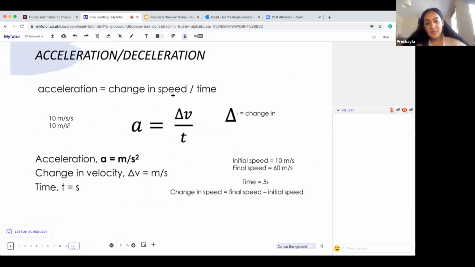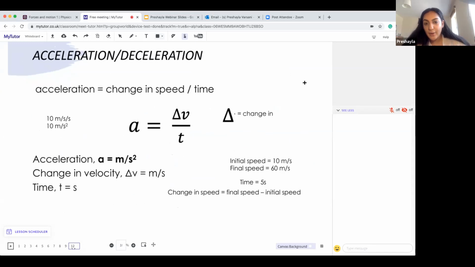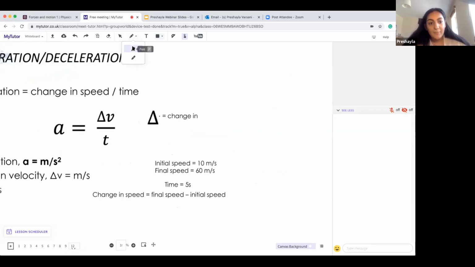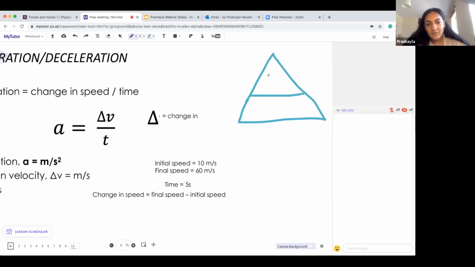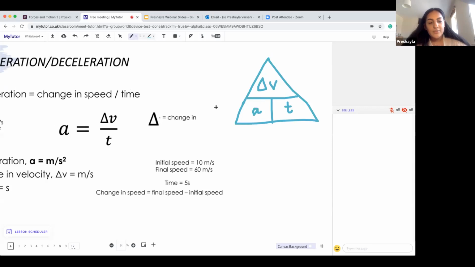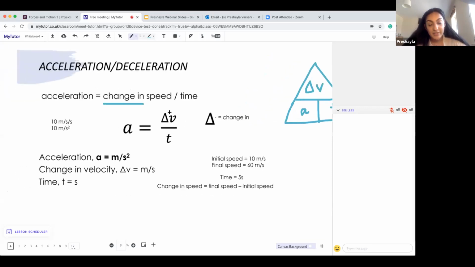Acceleration is the change in speed divided by time. Pretty simple equation, and again, you can put it into your triangle if you want, where the top of your triangle will be velocity, delta v, and the bottom two will be a and t. Okay, so notice that we now have the change in speed. Not just speed, the change in speed. And notice that also, instead of s for speed, we have v for velocity, because we're taking into account the fact that we might have to deal with vectors.